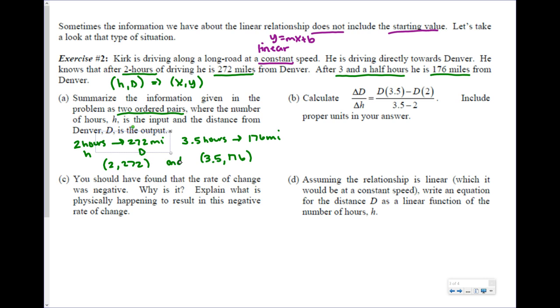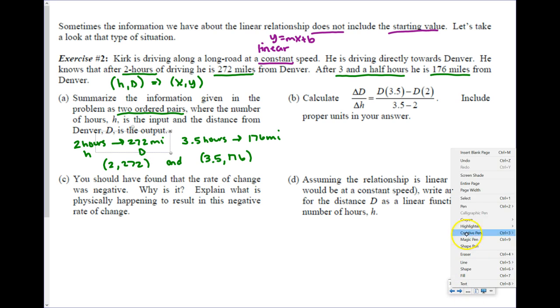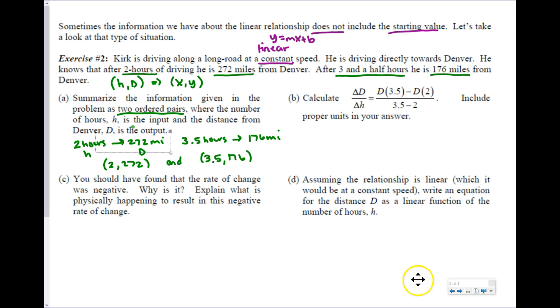All right? So letter B, calculate the change in distance, because remember that's how we read this little triangle symbol: the change in distance over change in hours equals d of 3.5 minus d of 2 over 3.5 minus 2. Where are they getting that 3.5 and 2? From right here, from those coordinates we just found. So they're using that rate of change formula that we've done so many times before. They're just helping us out and writing it out.